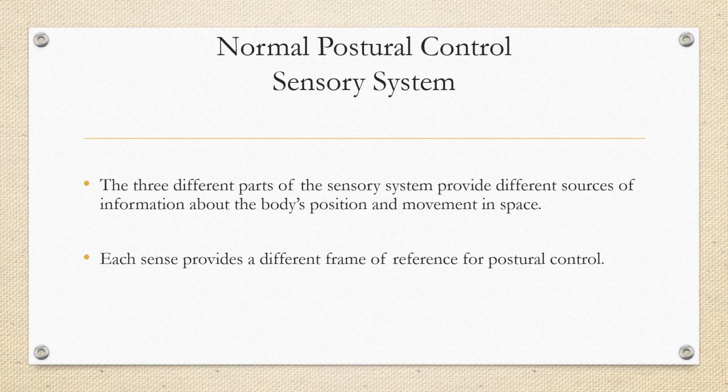Normal postural control system, we do see the body working in the different senses to tell us where we are in space. And each of those senses provides a different frame of reference for that postural control and helps the body know where it is in space.